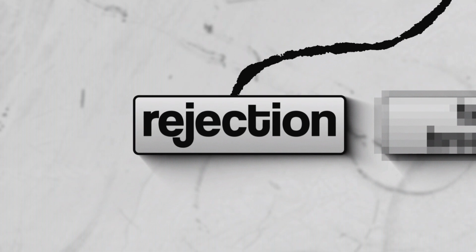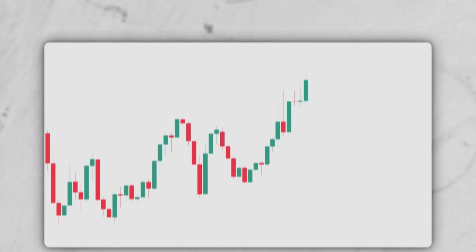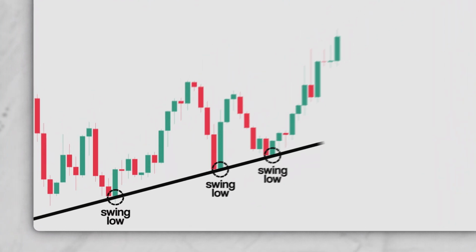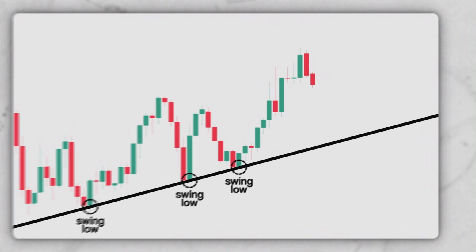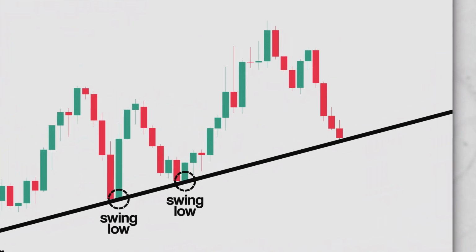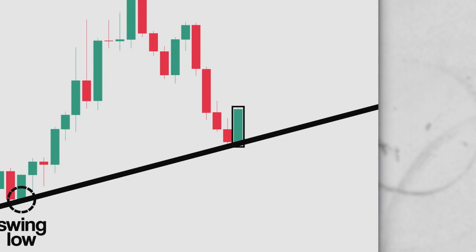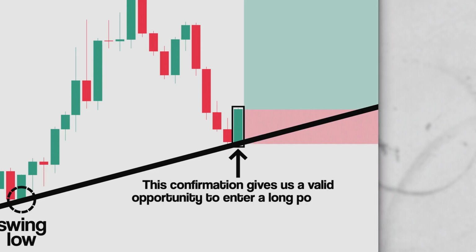The first and most common scenario is a price reaction from the trend line. On this chart, we can see a series of consecutive swing lows, which form a clear ascending trend line. Price then pulls back toward the trend line and confirms the reaction by closing a bullish candle. This confirmation gives us a valid opportunity to enter a long position.